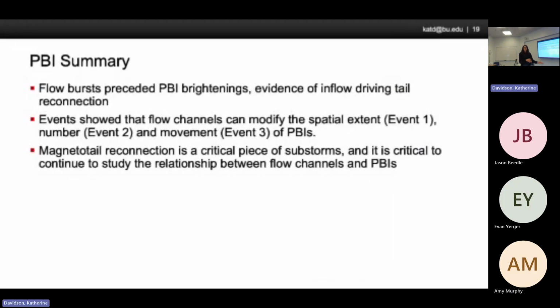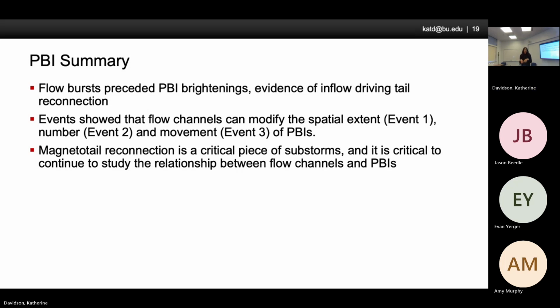So just to summarize the PBIs so that they don't get lost by the end of the talk, in all of the events we saw PBIs preceded by flow bursts. Again, this is evidence that the tail reconnection is being driven by inflow. The events showed that the flow channels can modify the spatial extent. In event 1, we saw the westward extension along with the westward extension of the flows. It can modify the number. We saw 2 inflow channels and 2 PBIs, and the movement of PBIs. We saw the eastward moving PBI along with the eastward moving flows.